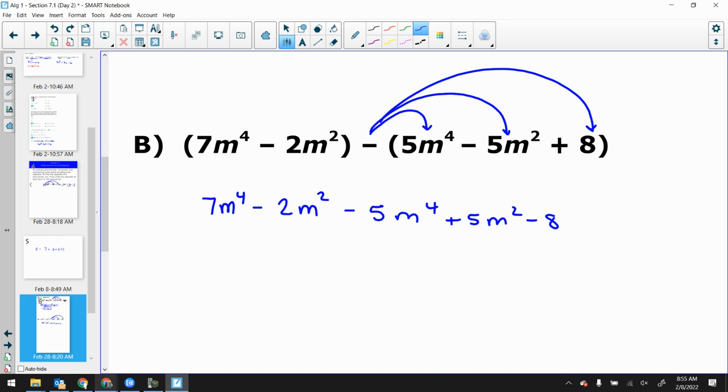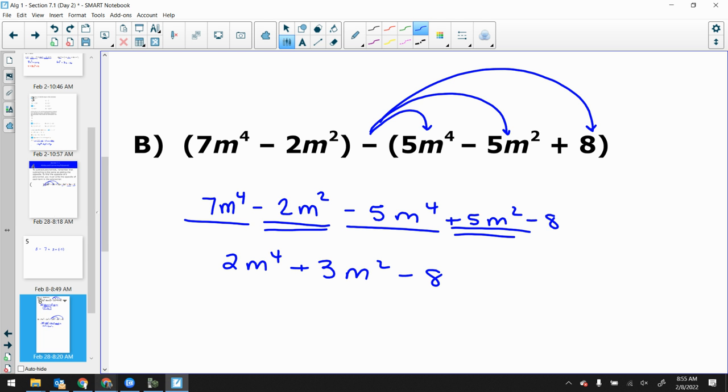And now we combine like terms. Now remember, same rules apply. Put it into standard form. 7m to the fourth minus 5m to the fourth is 2m to the fourth. This negative 2m squared and a positive 5m squared becomes 3m squared. And then we tack on that minus 8. Pretty simple, right? Go ahead and do C and D on your own.